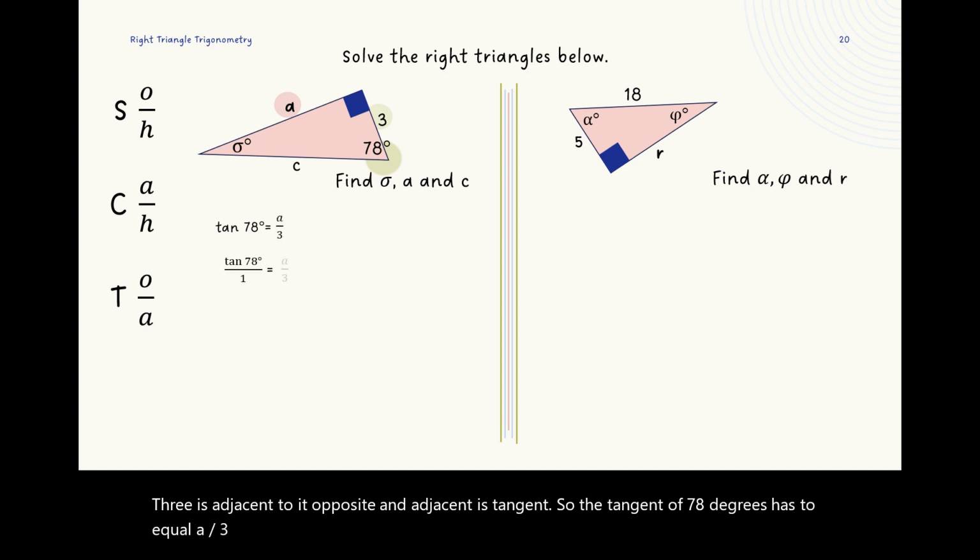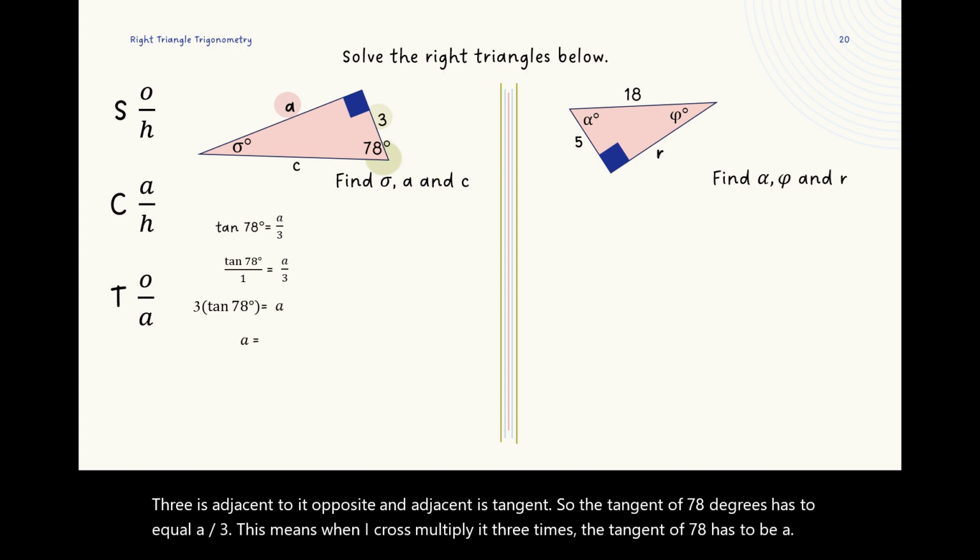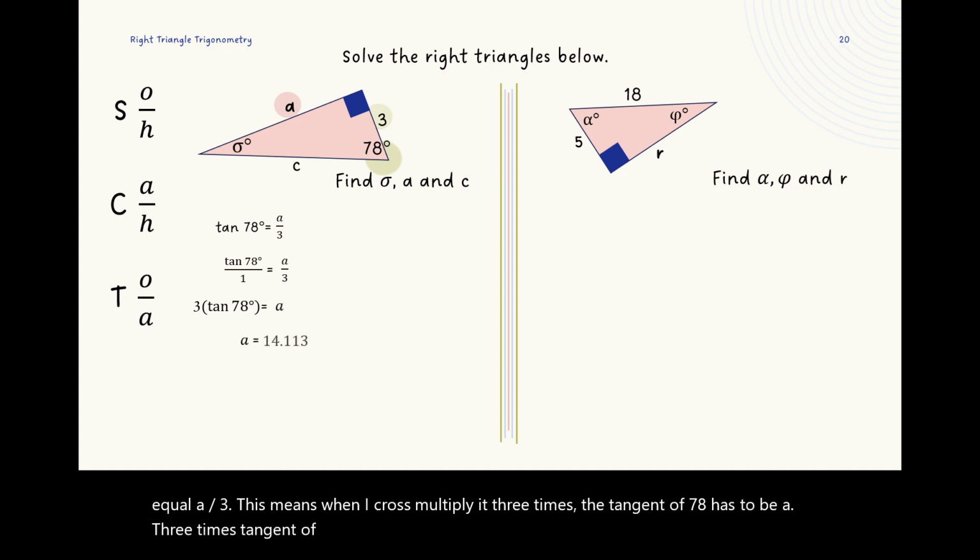This means when I cross multiply, 3 times the tangent of 78 has to be A. 3 times tangent of 78 is 14.113. So the value of A is 14.113.